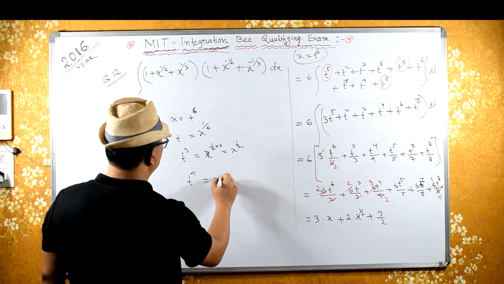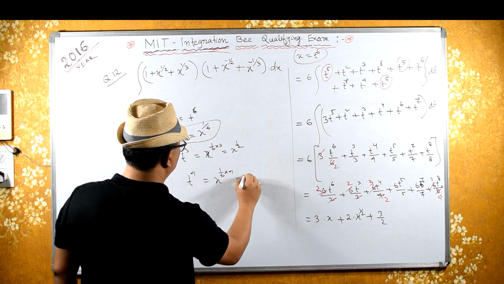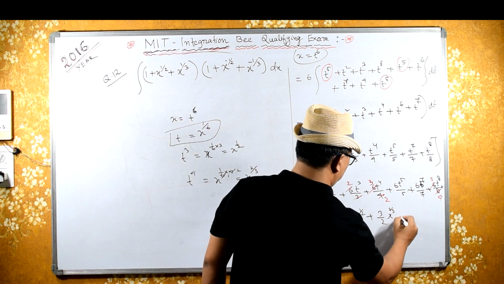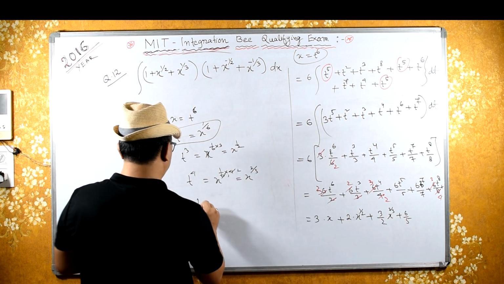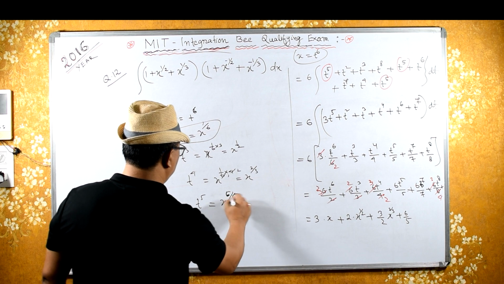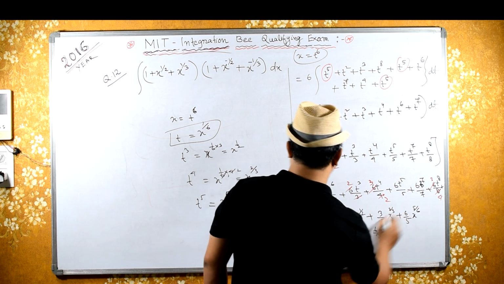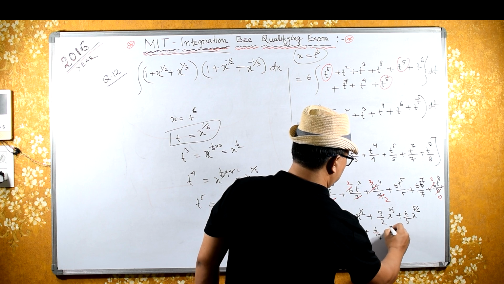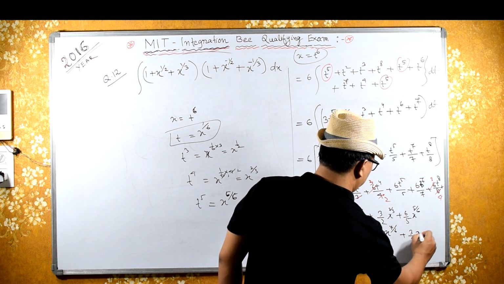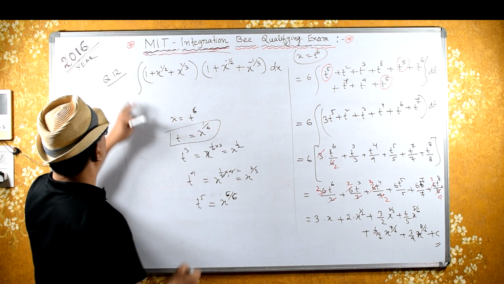T raised to 4 is x raised to 1 by 6 into 4, which is x raised to 2 upon 3, so 3 by 2 x raised to 2 upon 3. Plus 6 upon 5 t raised to 5. T raised to 5 is x raised to 5 upon 6. Plus 6 upon 7, t raised to 7 is x raised to 7 upon 6, plus t raised to 8 is 3 upon 4, x raised to 8 upon 6, plus c. Okay. This is the required answer for question number 12.